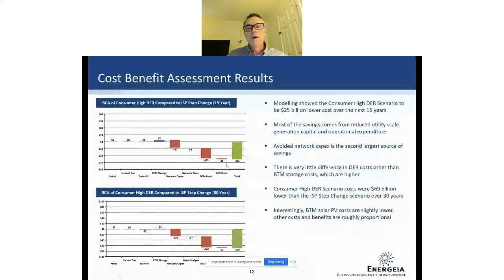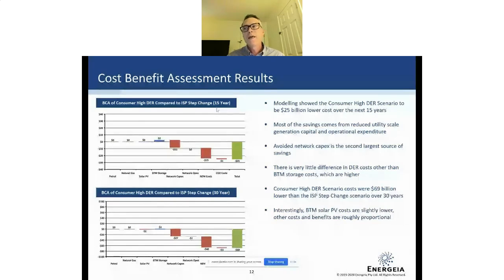There's also a lower CO2 cost, so that has lower emissions, even though this may or may not be a real number. And altogether, that adds up to about a $25 billion savings of the high DER scenario compared to the ISP step change. Now, these are not forecasts, right? These are two different scenarios, and comparing the two scenarios gives us what achieving the consumer high DER scenario would save according to the modeling relative to the step change.